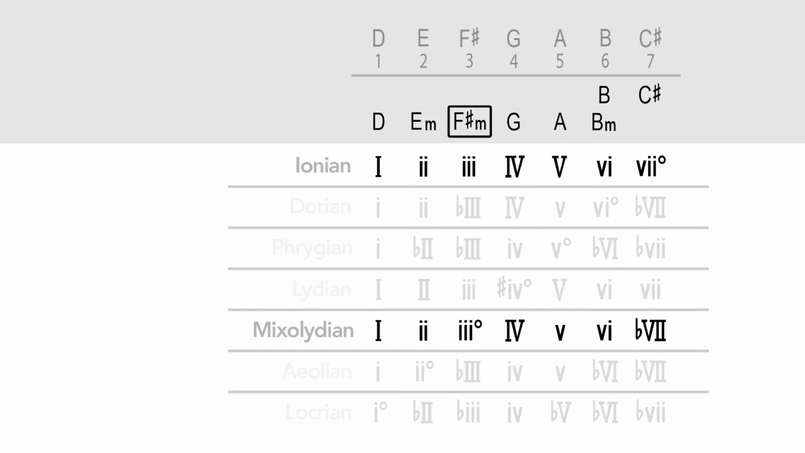So moving on to the F sharp minor chord, that's a minor 3 chord, which rules out the Mixolydian and tells us that we're in the Ionian mode. But to be sure, let's look at the other chords.